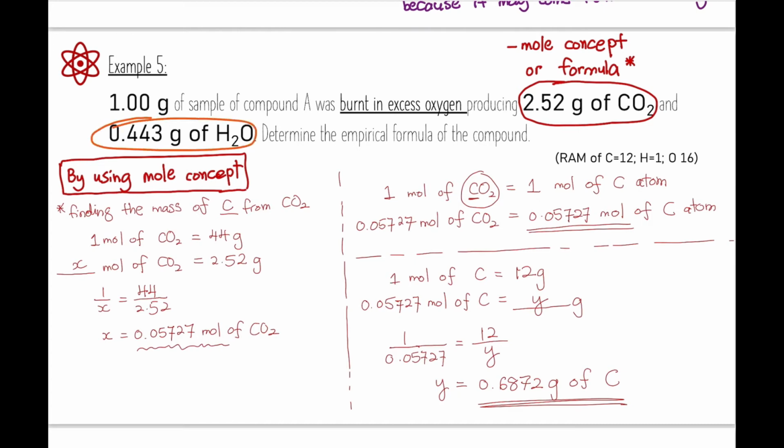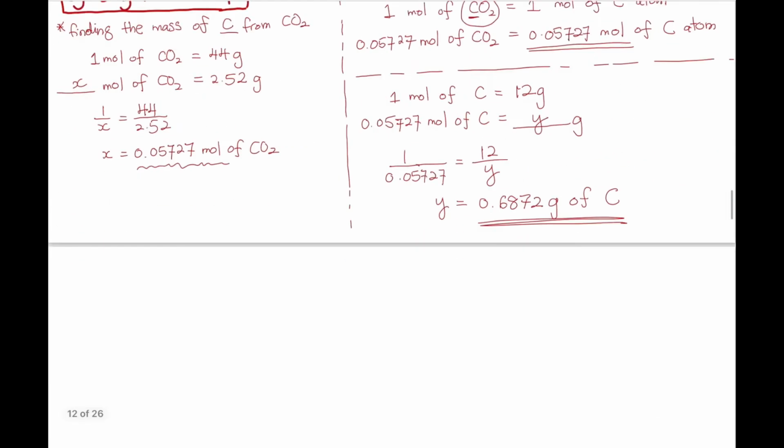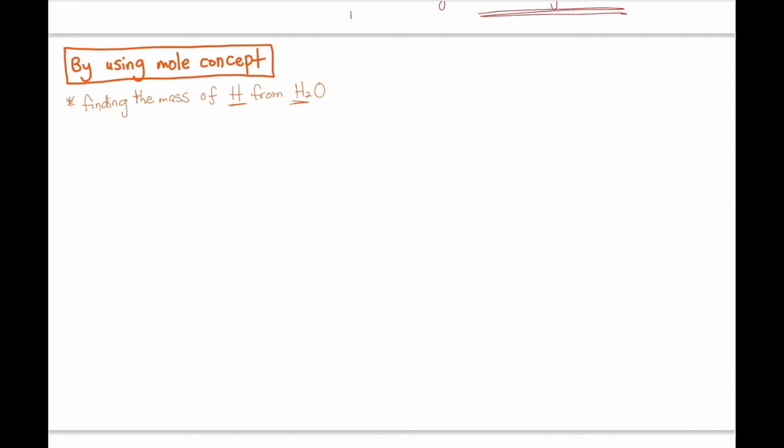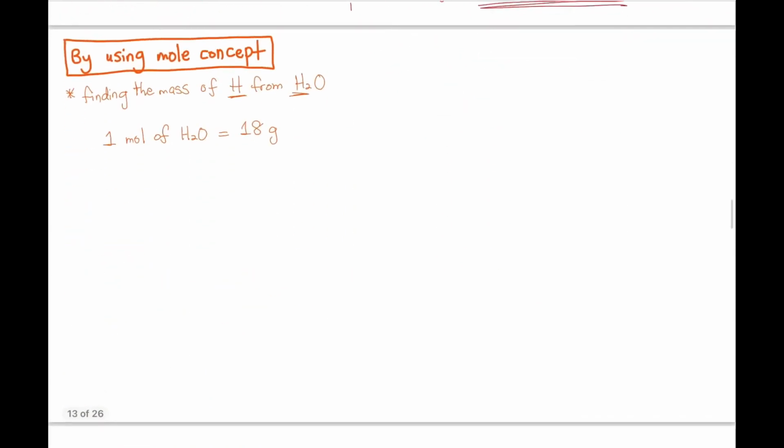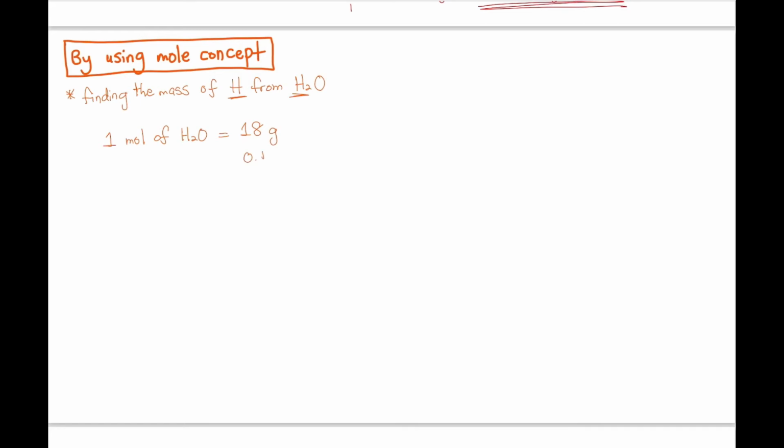We need to do the same thing with water to find out the mass of hydrogen. By using mole concept, 1 mole of water has the mass of 18 grams. From the question, 0.443 gram of water is given. Therefore, how many mole of water contains in 0.443 gram of water? Do a cross multiplication to find out the value.